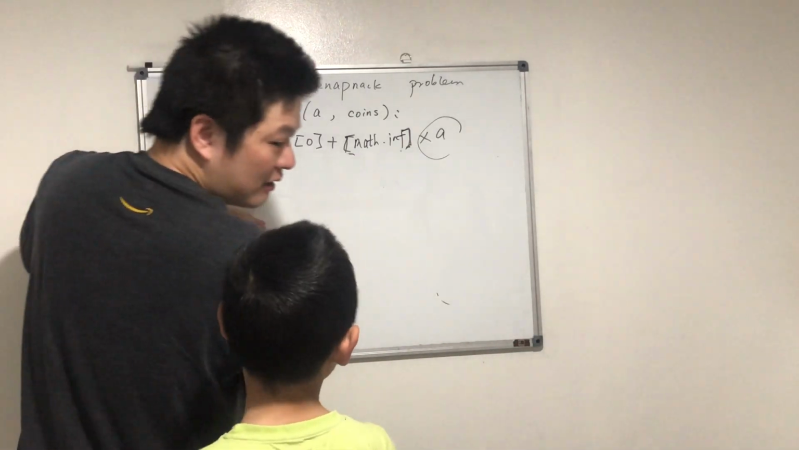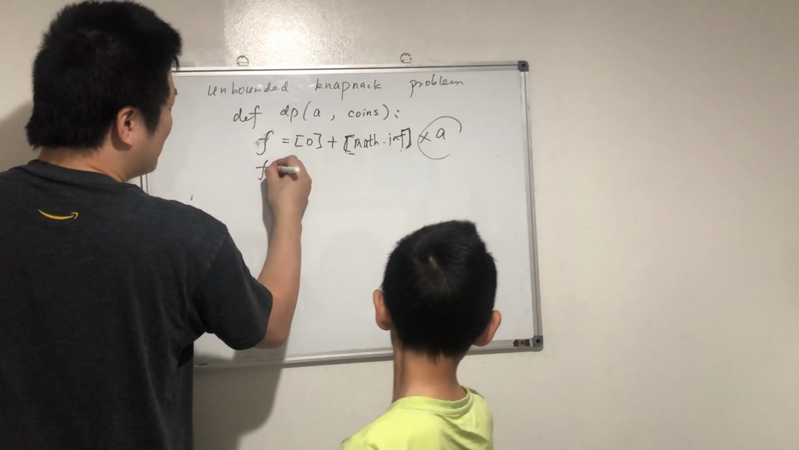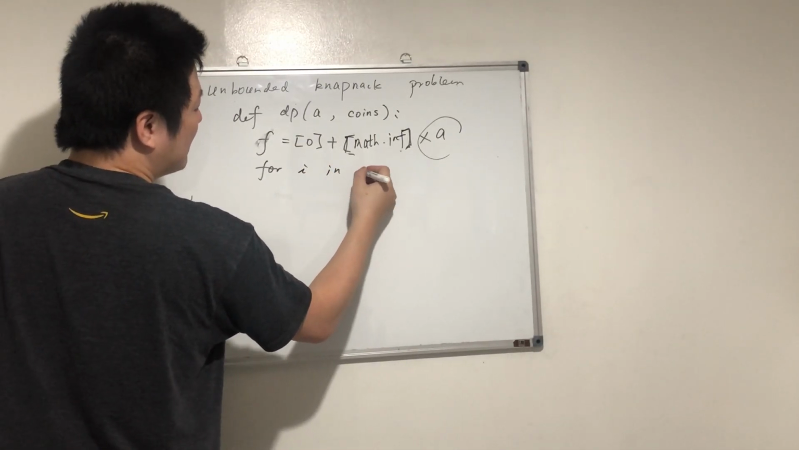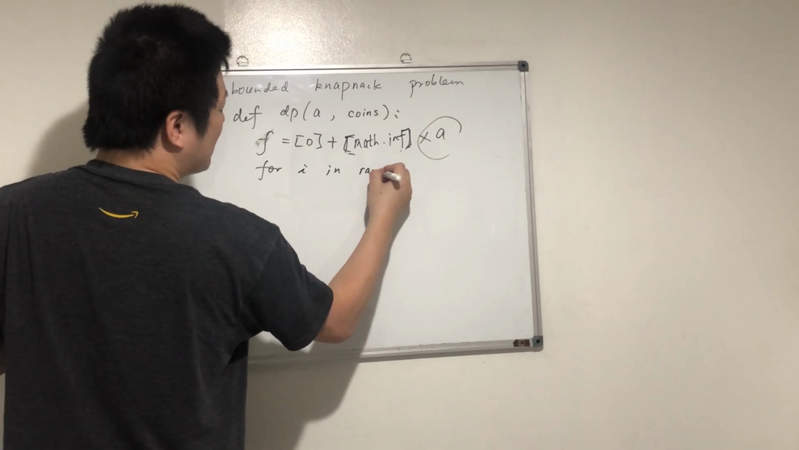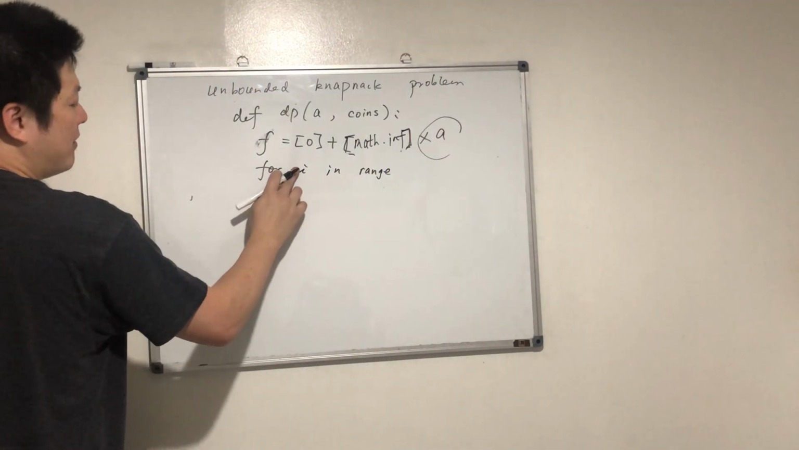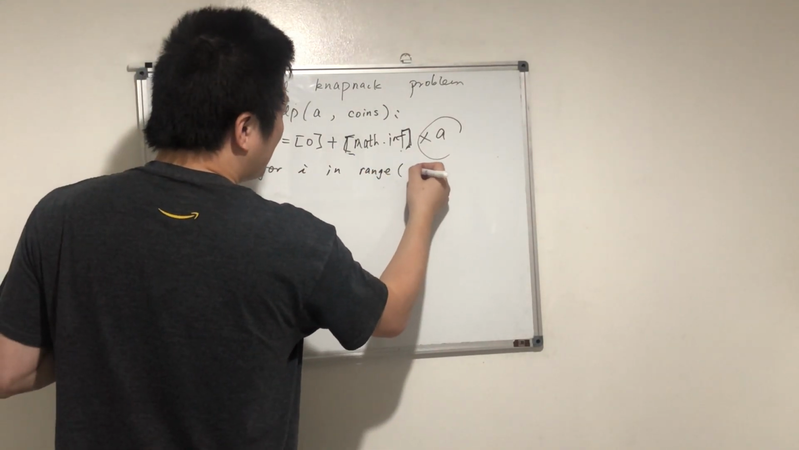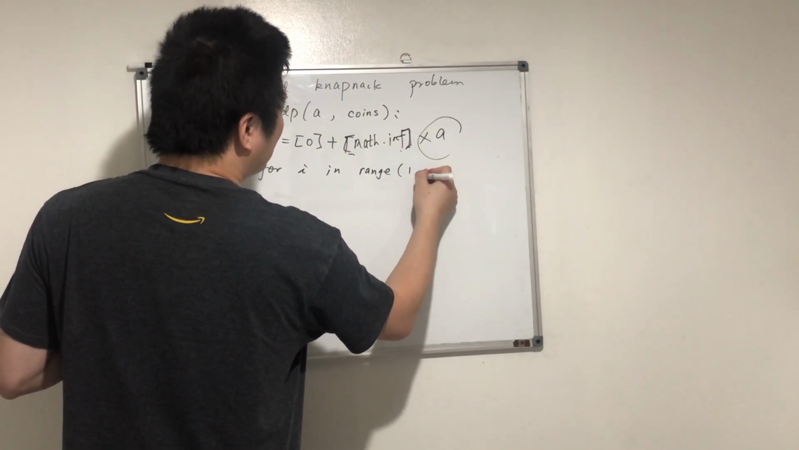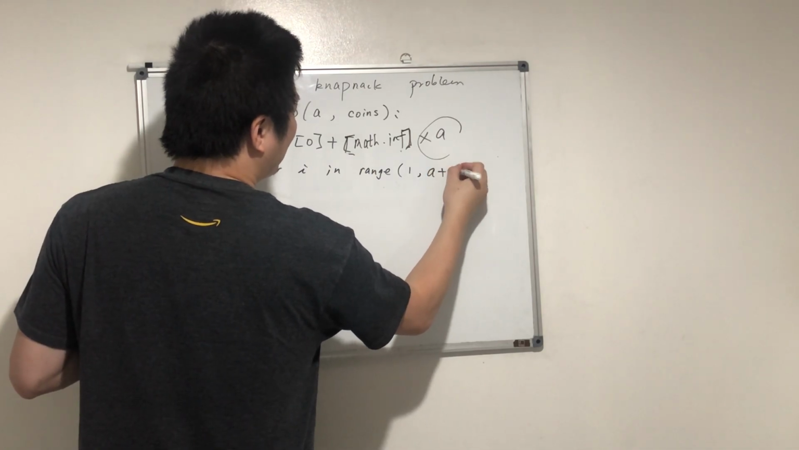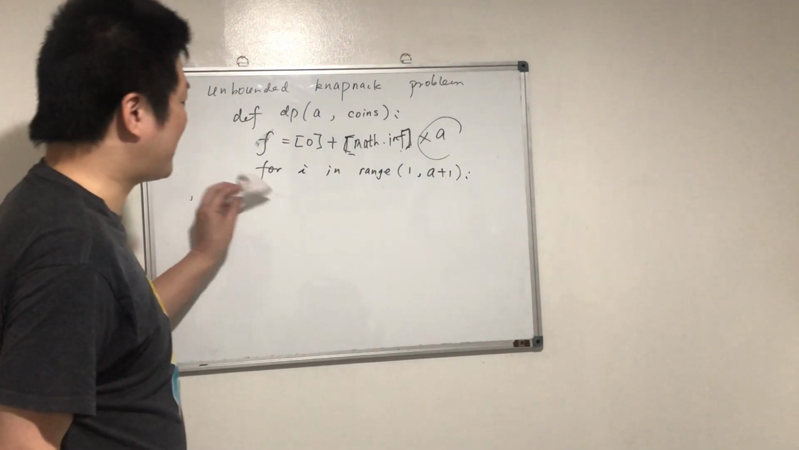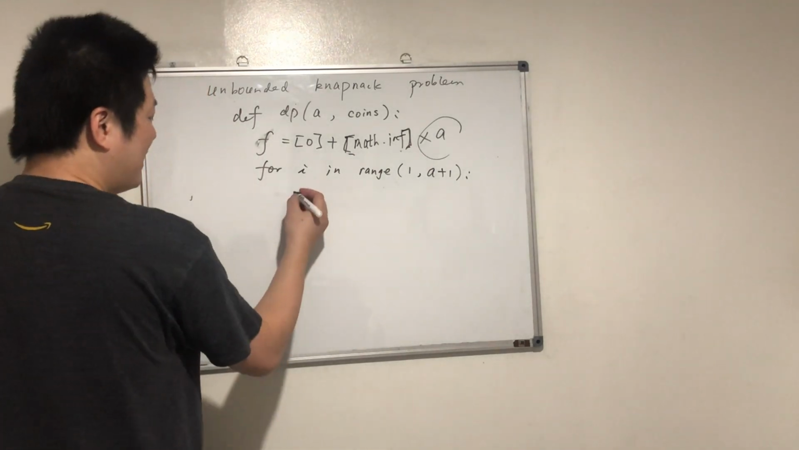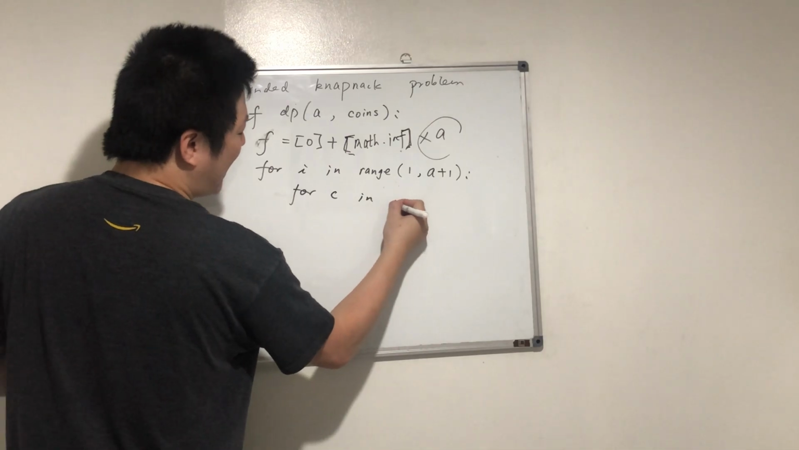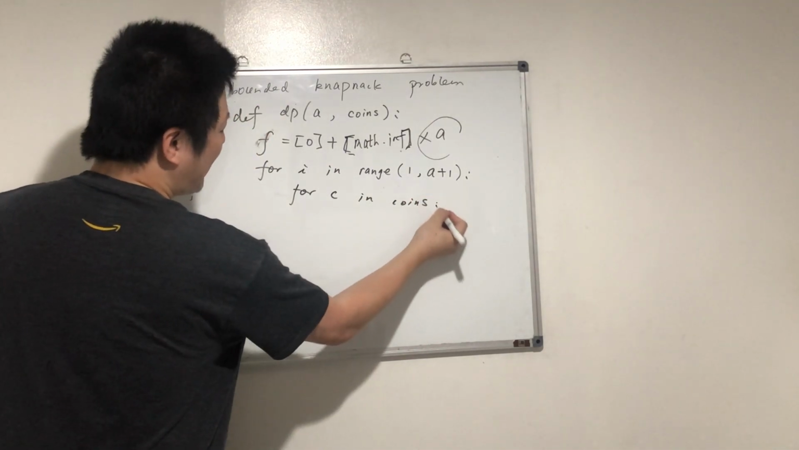And what's next? For i in range. What's i? A variable. For i in range, start from what? From 1 to amount plus 1. We want to calculate the Fi value, right? And then for c in coins. We have coins.